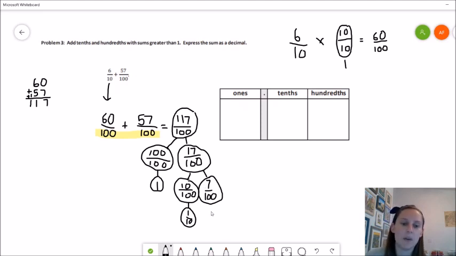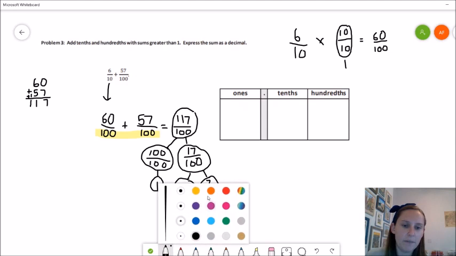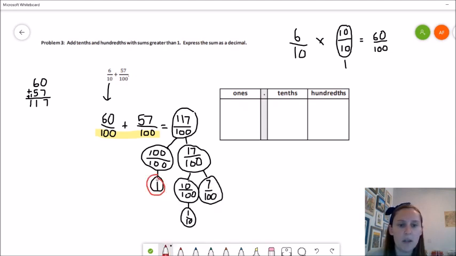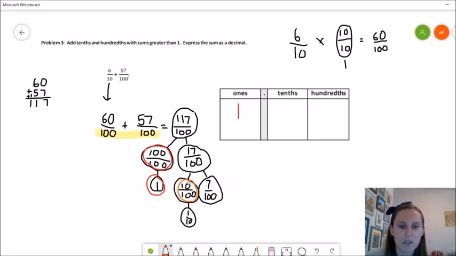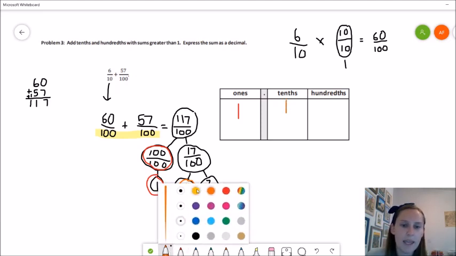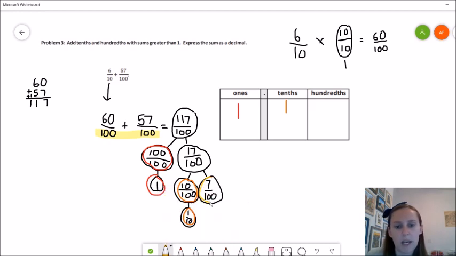So if I put that on my place value chart, I have 1 unit in the ones place because my 100 hundredths is 1. And then my 10 hundredths makes 1 tenth. So I have 1 unit in the tenths place. And then I have my 7 hundredths remaining. So I have 7 units in the hundredths place. And I can't forget my decimal point in between my ones and my tenths. So if I decompose 117 hundredths, I get 1, 1 tenth, and 7 hundredths.